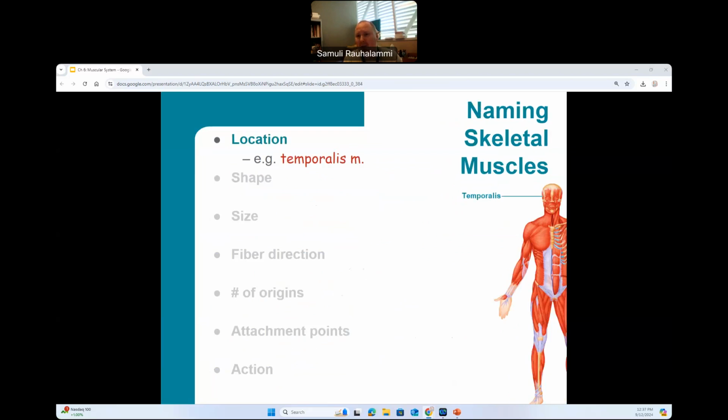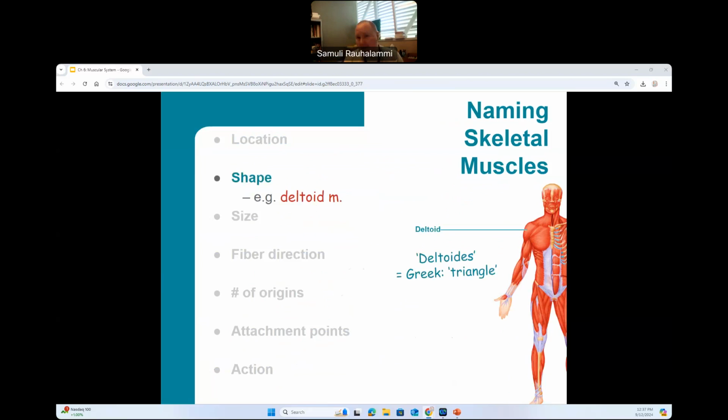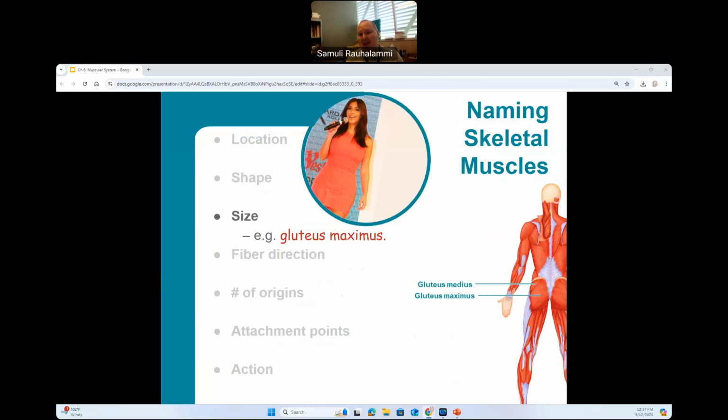Muscles are often named after the bone they are associated with. For example, the temporalis muscle lies above the temporal bone. Shape of the muscle: the clue is often given in the name. For example, the deltoid muscle of our shoulder is very triangular in shape, coming from the Greek word for a triangle. The size of the muscle: we have many muscles in the same area, and we differentiate those based on their size. A good example would be gluteus maximus, medius, and minimus at the buttocks. So the size of the muscle is really the clue there.